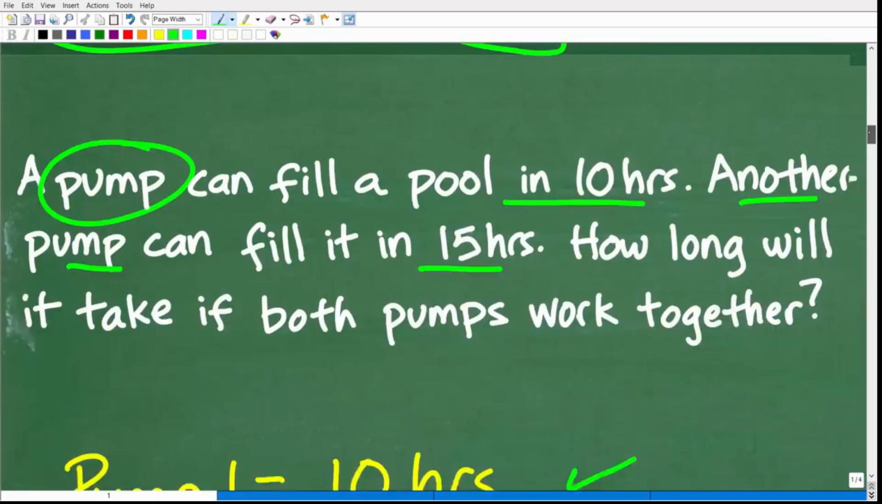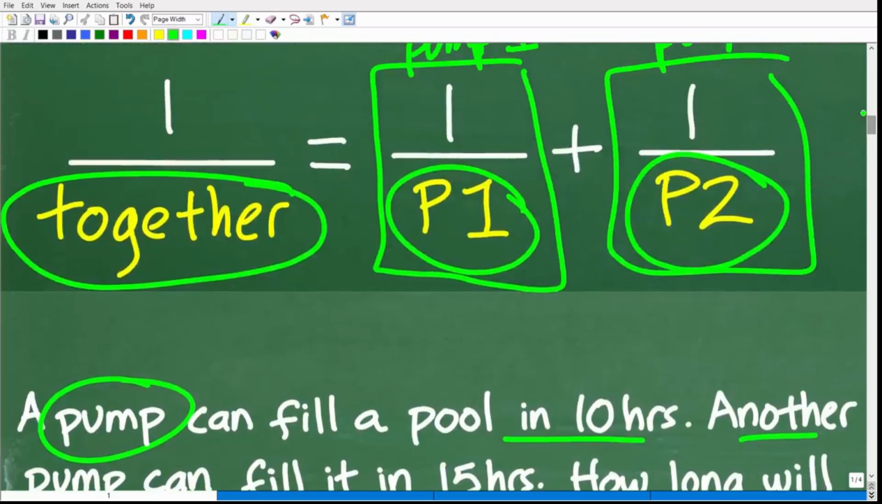Okay, now over here, in this equation, this is going to be the time together. So 1 over, this is the time for that first pump, 1 over, this is the time for that second pump, and 1 over x is going to be the time working together.